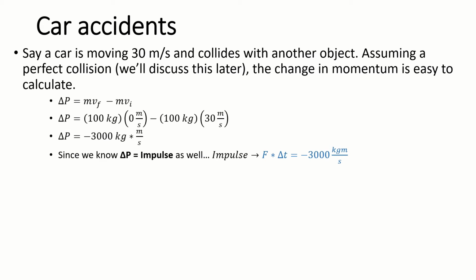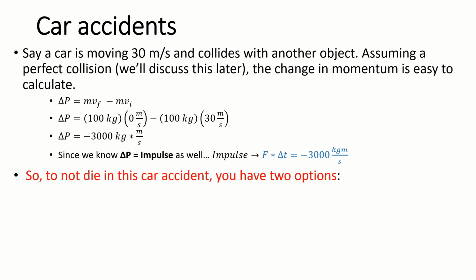What that means is that if your change in momentum is negative 3,000, then we can set this equal to your impulse, right? Impulses cause a change in momentum. So your impulse is also going to be negative 3,000 kilogram meter per second, which is a tremendous amount of impulse. This would be like having literally 30 Mr. Willises jump on top of you simultaneously. That's not going to go well.